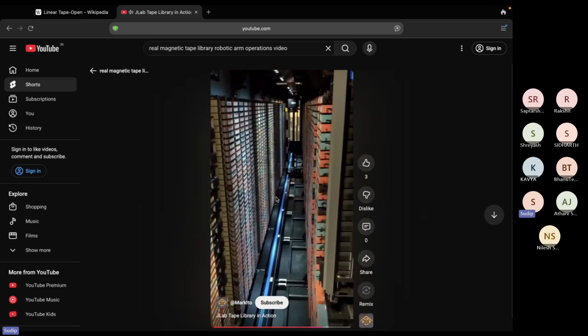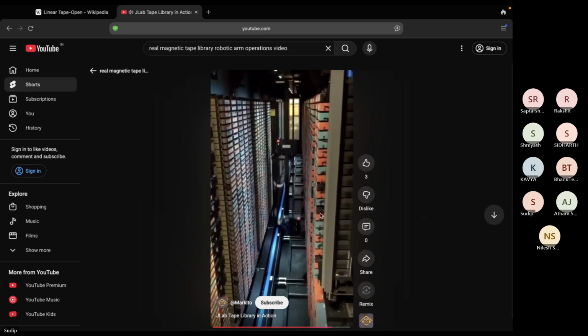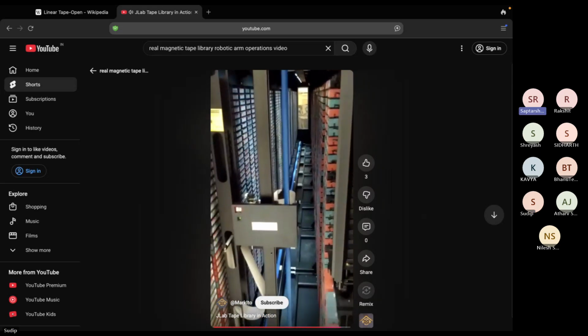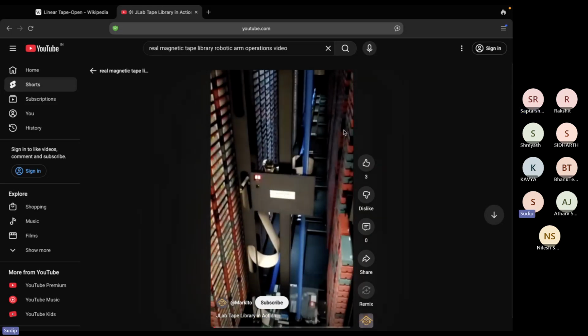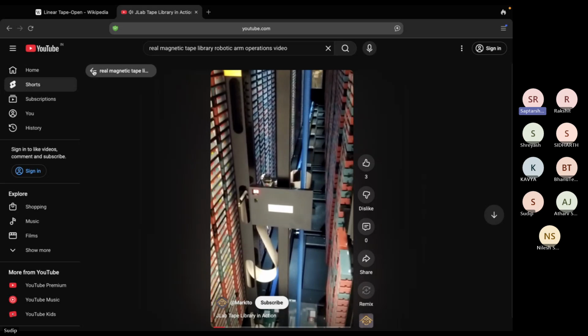See how big this tape library is. You get it now, what I'm talking about.